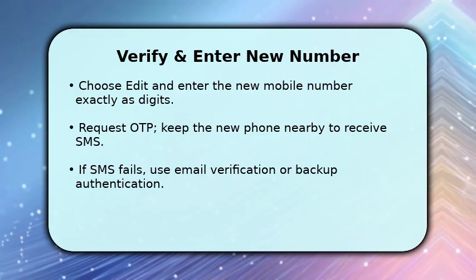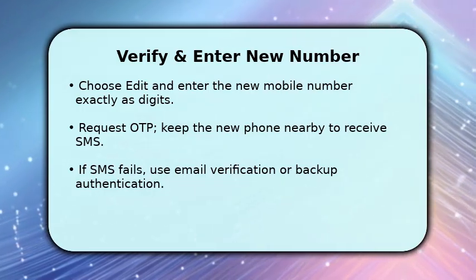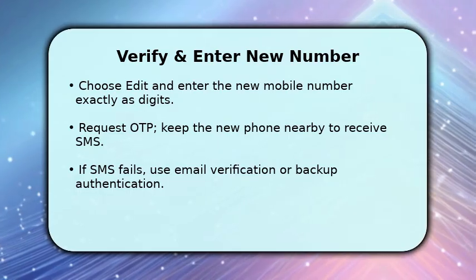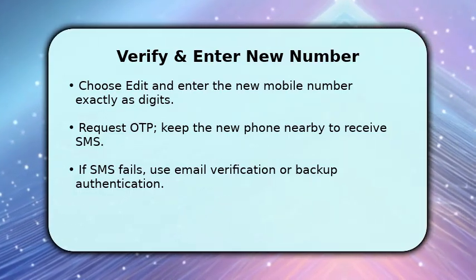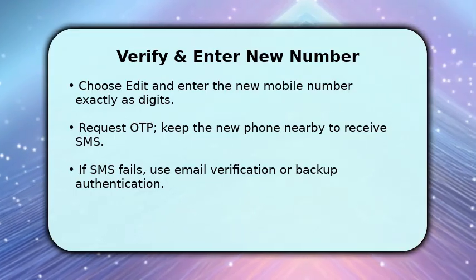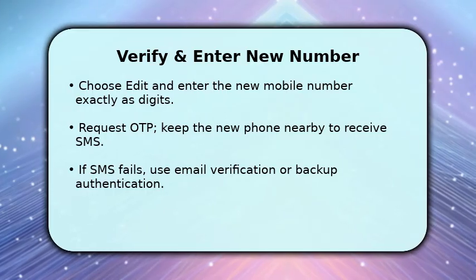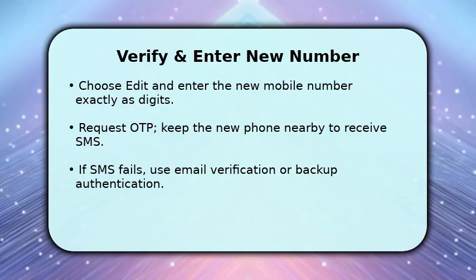You then request the one-time code, expect an SMS within seconds, and enter it promptly. If SMS does not arrive, make sure your new phone has signal and restart messaging. Then use the alternate verification option like email or an authentication app to prove ownership. This step is about confirming access, so take it calmly and methodically.